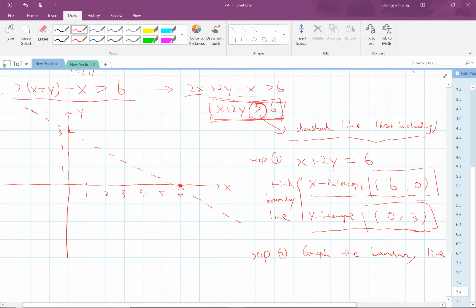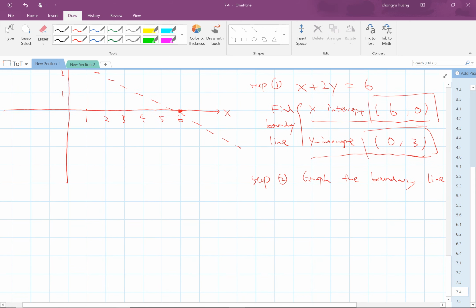Yeah, I think it's totally fine. As I say, it doesn't have to be really exact. It doesn't have to be a perfect line. Okay, so now we finished step 2, and then let's move into step 3.